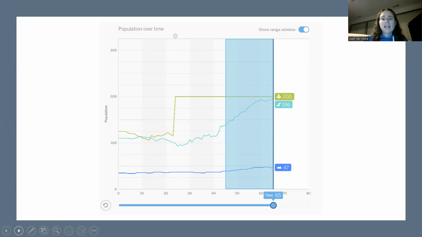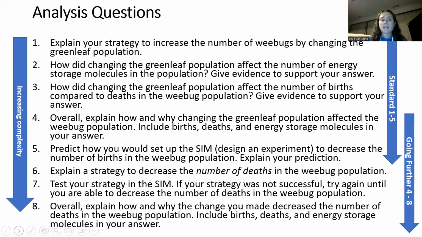So after they've done this, I then want to give them some analysis questions. These are my 8 analysis questions. And from 1 to 8, they are increasing in complexity. And the way I would assign this is that my standard level is going to do 1 through 5. And then my going further level is going to do 4 through 8. So a really big key here is that going further is not doing all 8. So it's not, okay, you've done the standard level, now do more. It's, you don't even really need 1 through 3 here. You can jump in and start right at 4.